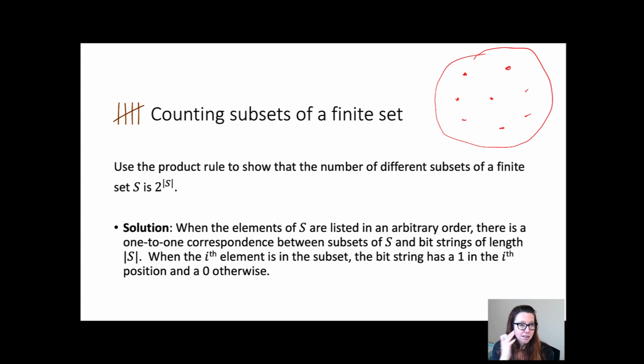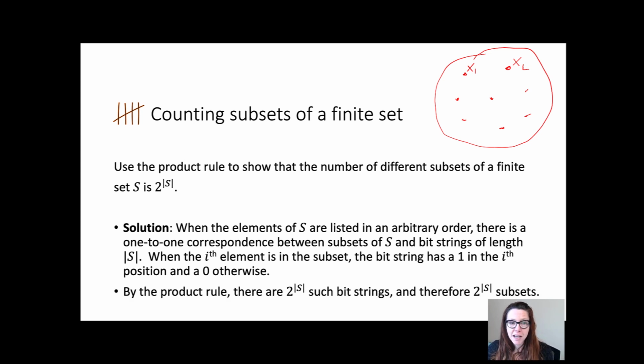I'm going to skip over this a little bit. When the elements of a set are listed in some arbitrary order, so I list out all the elements in my set, x1, x2, and we say those are arbitrary elements in the set, then there's a one-to-one correspondence between subsets and bit strings of length s, because essentially what we're saying is it's either in the set or it's not. Okay, and so by the product rule, we already did that with bit strings.